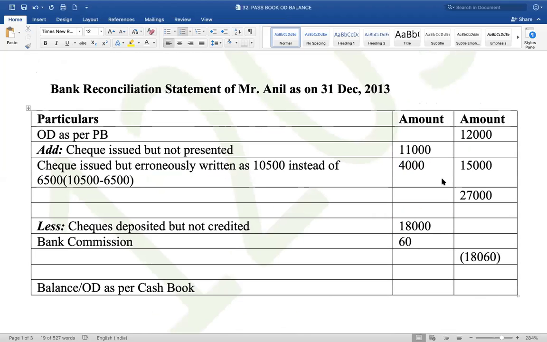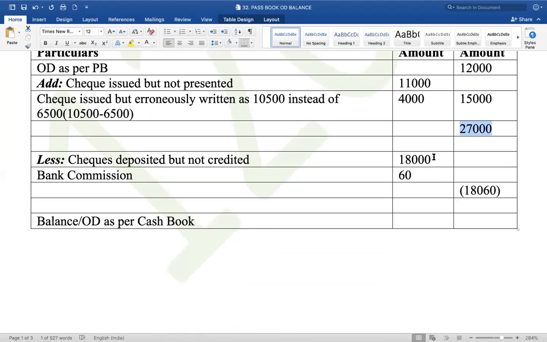Now, the total of add items: 11 plus 4, 15,000; 15 plus 12, 27,000. Okay, from this 27,000 deduct the less items, 18,000 plus 60 rupees, 18,060. Deduct this, and what you get is this.